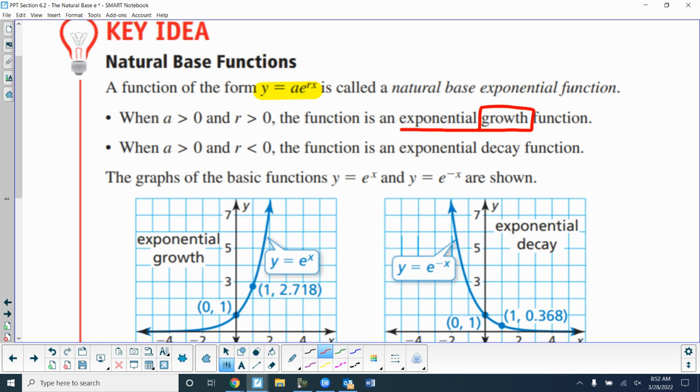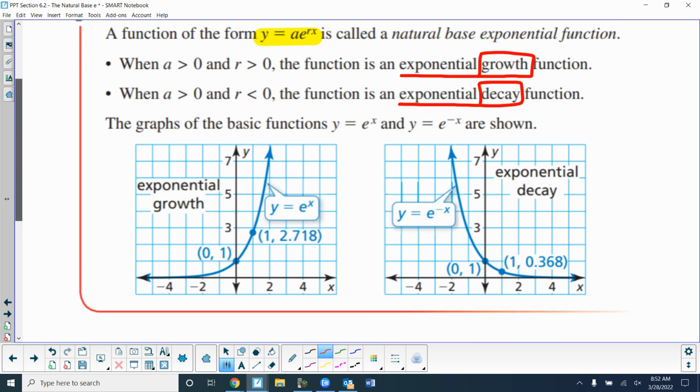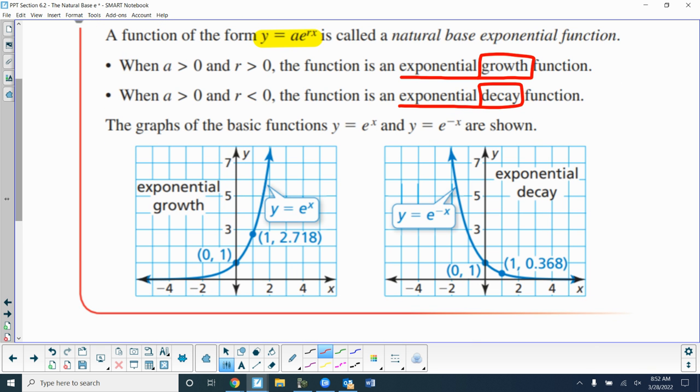If the exponent becomes, what's this R less than 0 mean? Negative. Again, the A value is positive. This number in front is positive, but the R value or the exponent is negative, then it's exponential decay. All right? And then here's what e to the x looks like. And here's what e to the negative x looks like. Again, that's what we're used to seeing for growth and decay graphs, right?